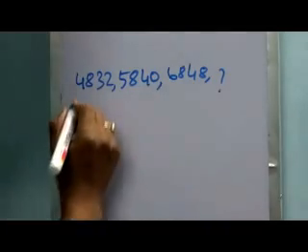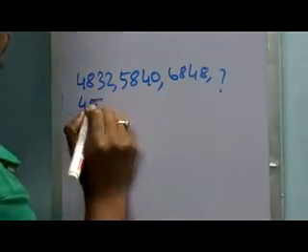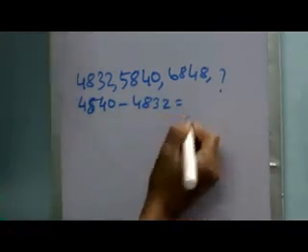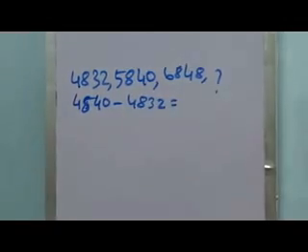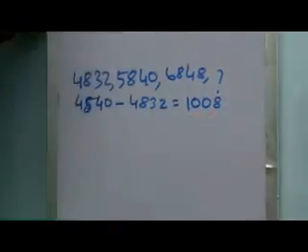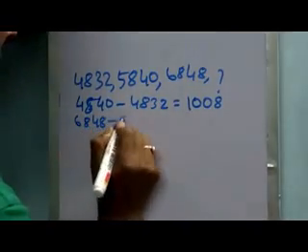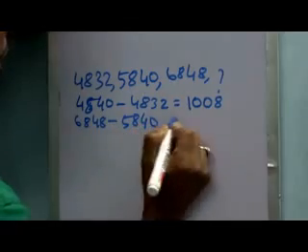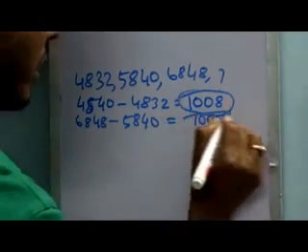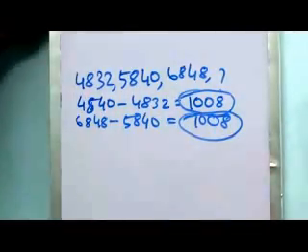What I am going to say is that 5840 minus 4832. What is the difference? It's 1008. Also 6848 minus 5840. What is the difference? 1008. So the difference remains constant. So obviously, what will be the next number?